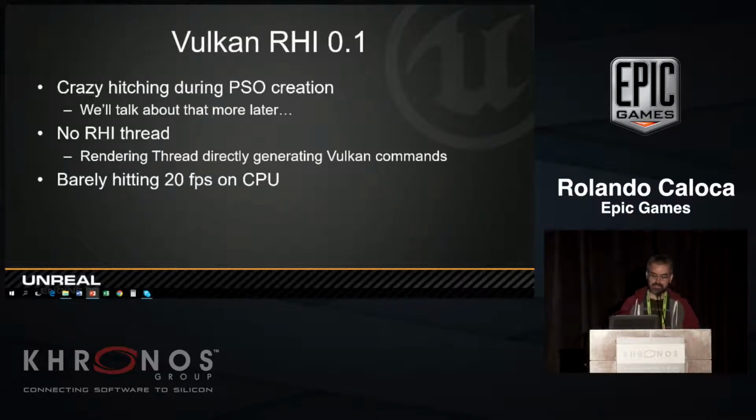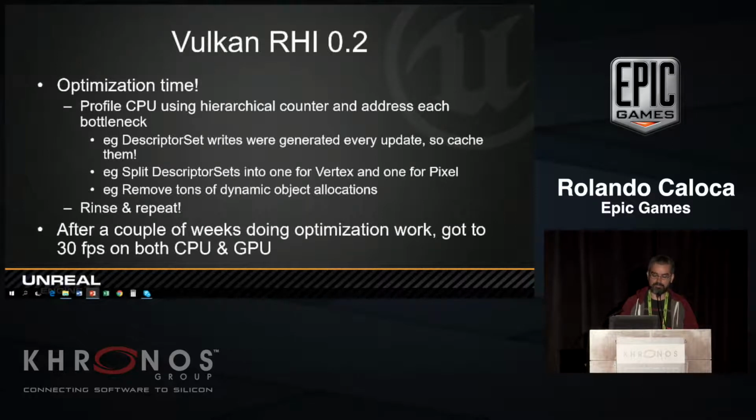We also had problems with crazy hitching, but I'll talk a little bit more about how we mitigated that in a bit. And there was no RHI thread. We had just the rendering thread I described generating Vulkan commands directly. We were barely hitting 20 on the CPU frames. So then we came in and started doing optimizations.